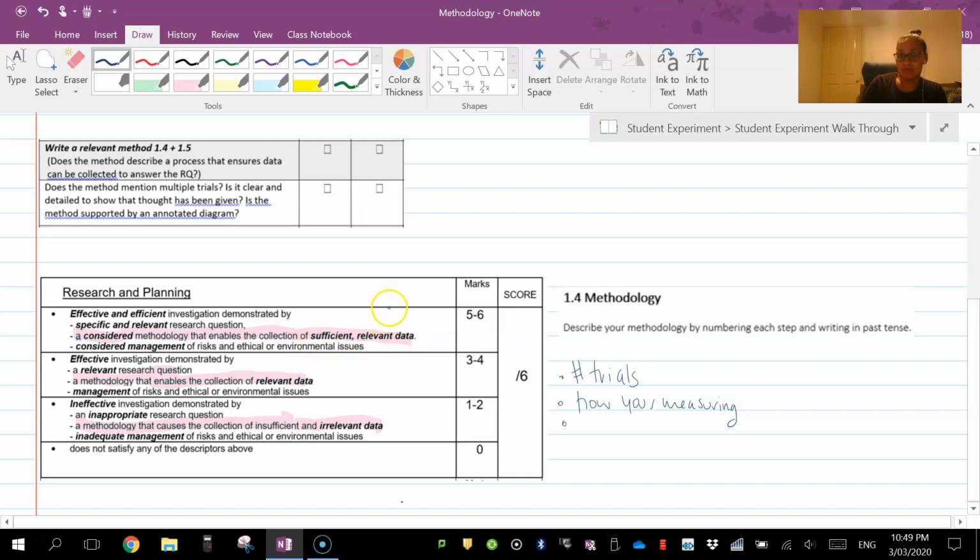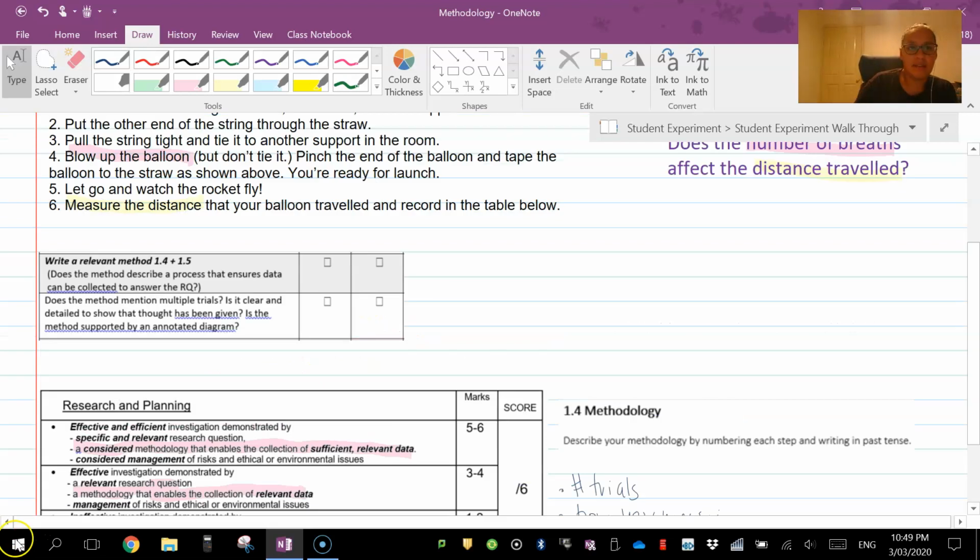Now, the last thing you want to make sure of is this part here mentions an annotated diagram. So you have a look. Is there a method supported by an annotated diagram? Now this will be a lot easier for you than actually being like, step 1, the string was attached to this. Step 2, step 3, and so forth.